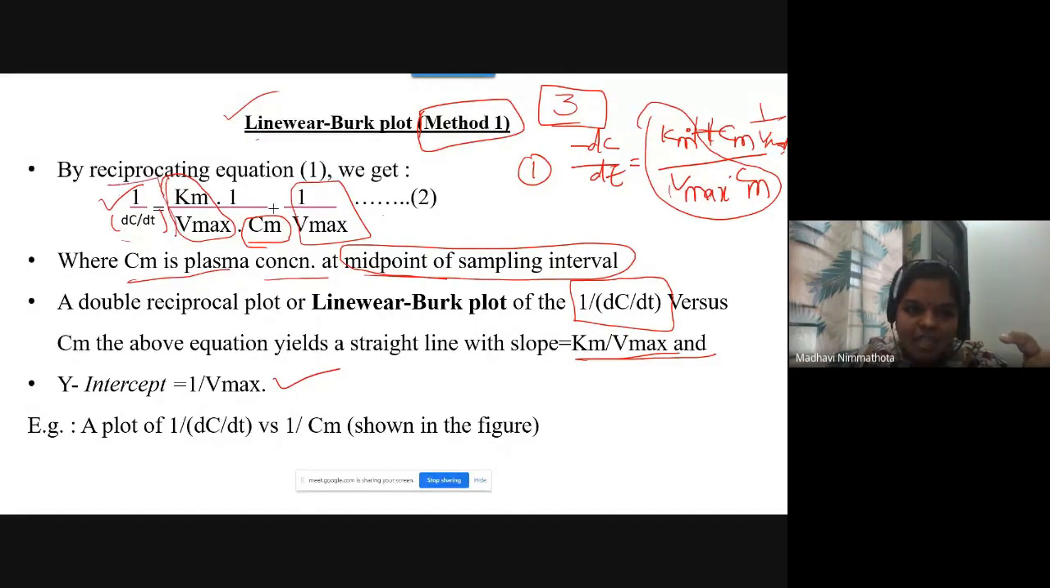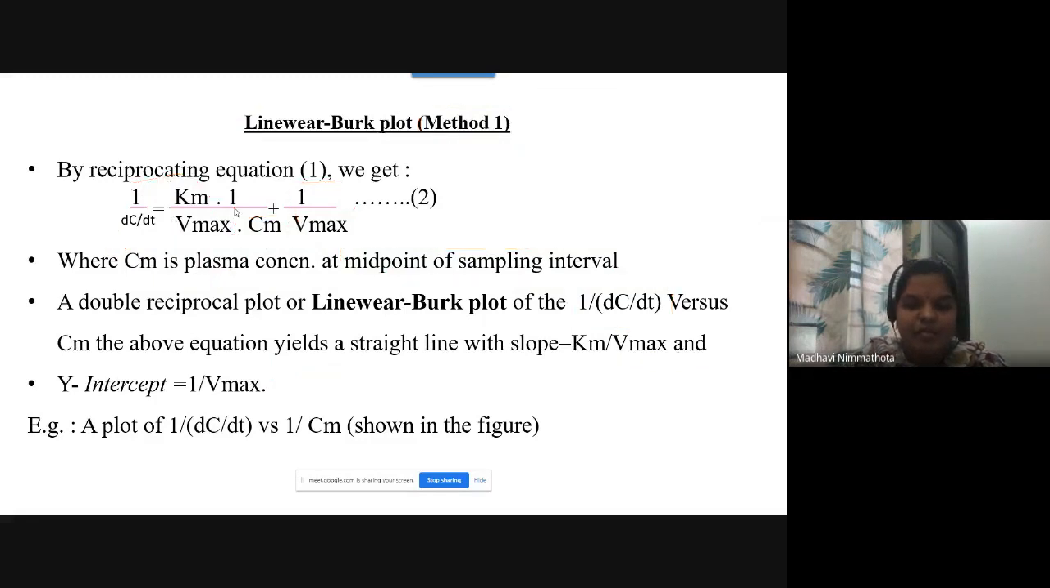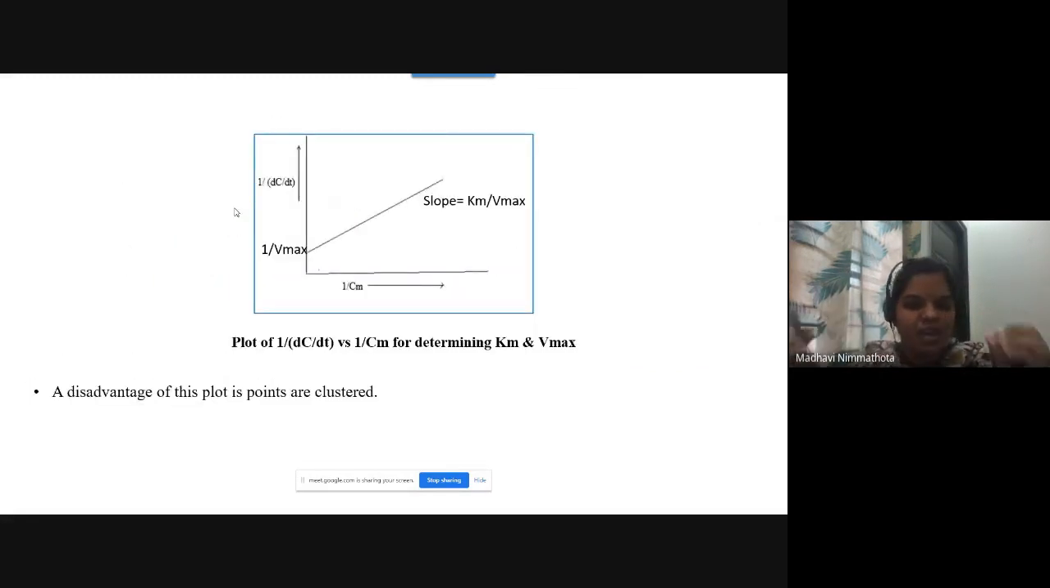See here, this is one parameter, 1 by dC by dt, and here we are going to stress this Cm. This is the plasma concentration at the midpoint of the sampling interval. Here we are stressing only this midpoint concentration. So you can plot the graph between 1 by dC by dt versus 1 by Cm. You will get the y-intercept as 1 by Vmax and Km by Vmax as the slope. First you should write this equation clearly on your white paper, then you can plot this graph. This is very easy to learn.